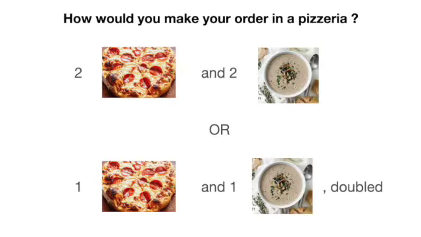If you need an example, suppose you are having a Sunday meal at the pizzeria. How would you order your meal? Does it go like 2 large pepperoni pizzas and 2 bowls of mushroom soup, which is pretty well understood? Or do you say 1 large pepperoni pizza and 1 bowl of mushroom soup, doubled? Alright, I think I've given you some food for thought.